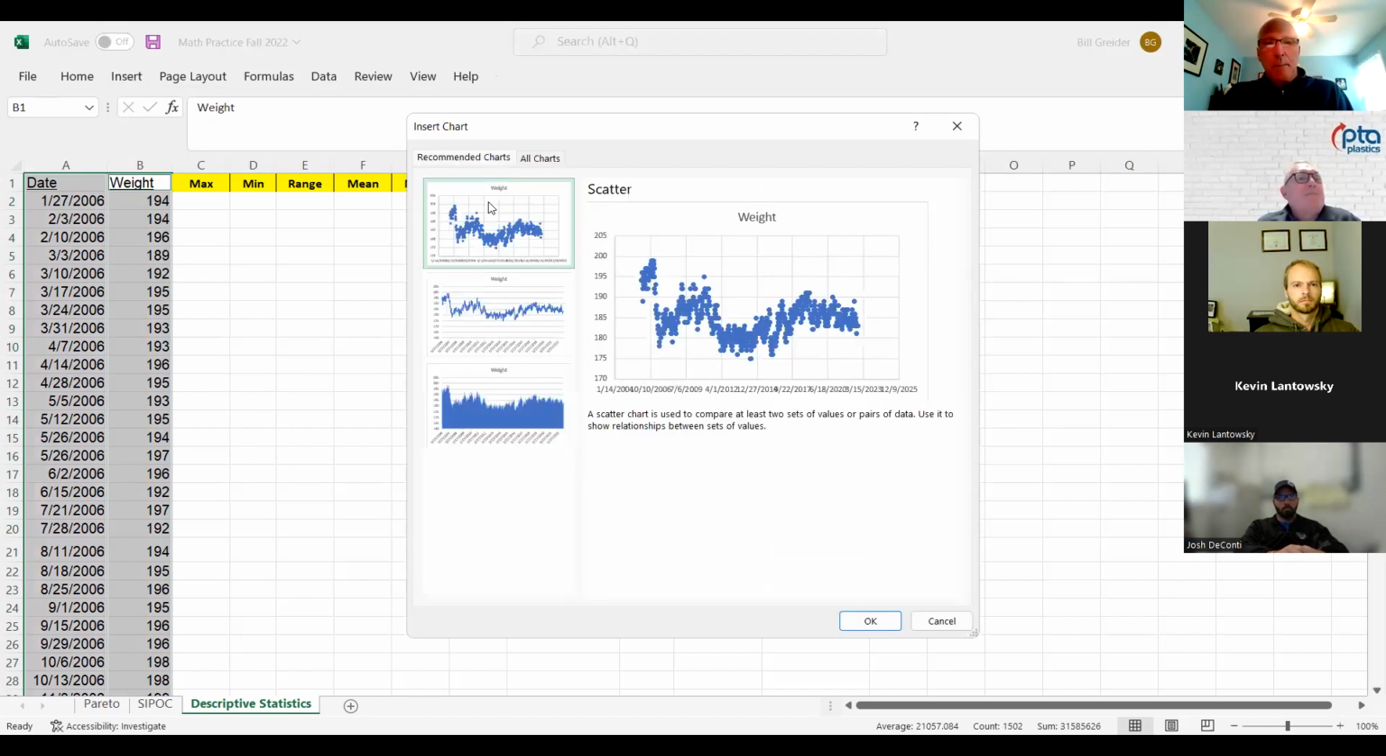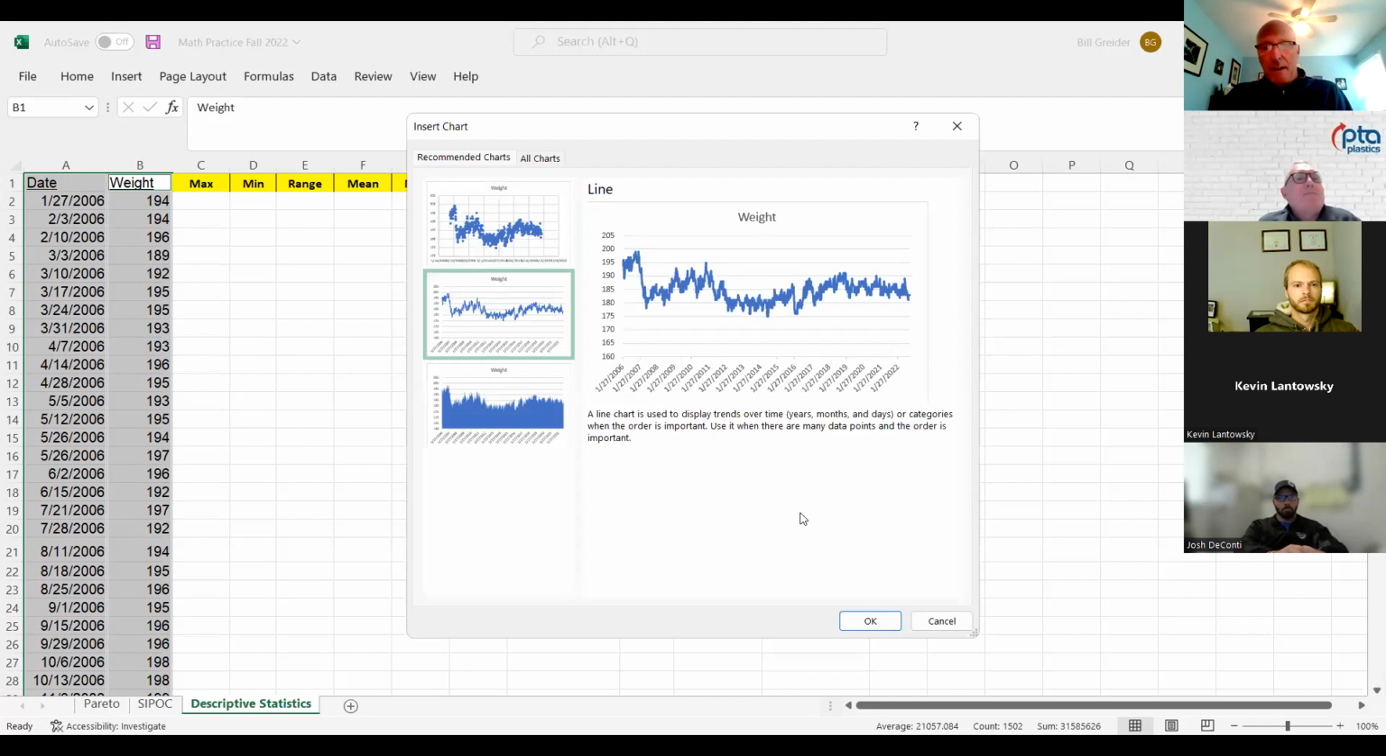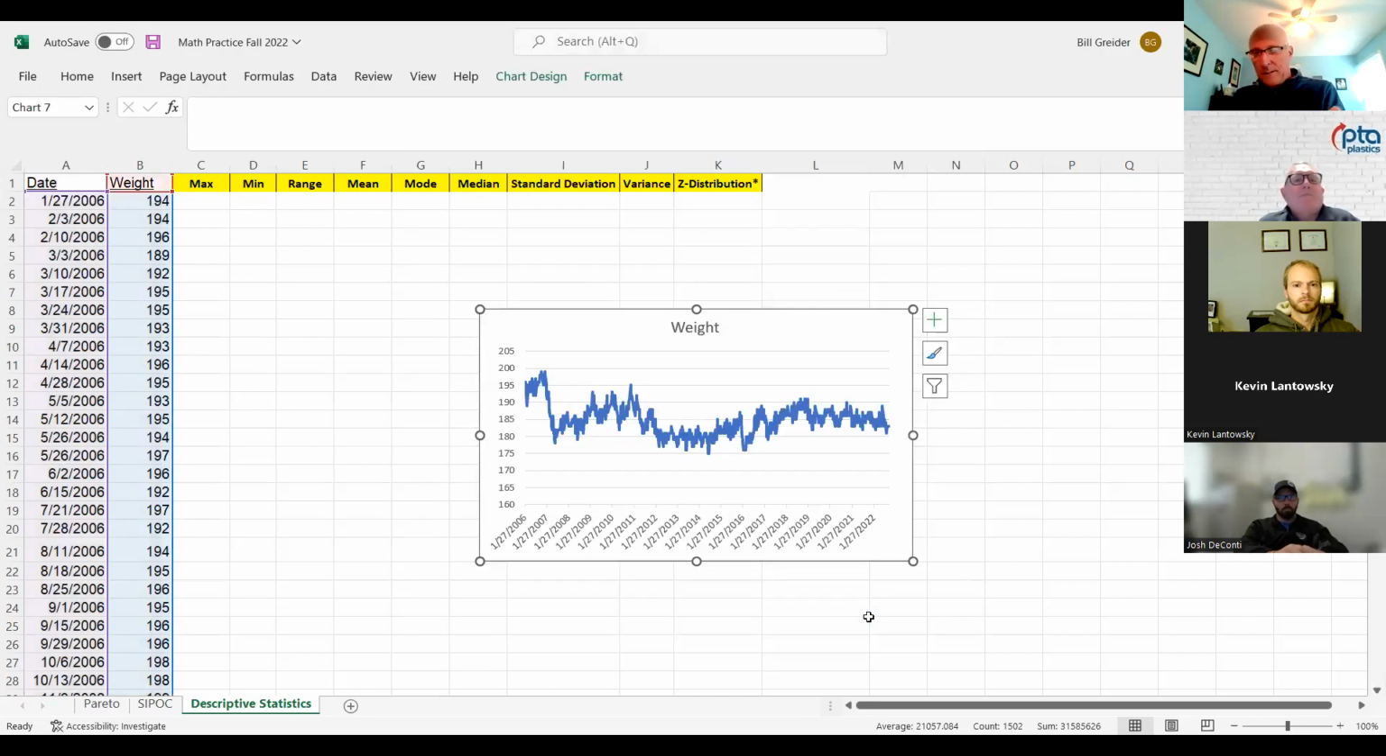I can do insert, recommended chart. I can look at just simply a line diagram, the same kind of thing, like a run chart. We're going to talk about that when we get to the PowerPoint, where it's date, it's one piece of data, and I can kind of see the tendency, the trend of my data over the last 750 weeks.